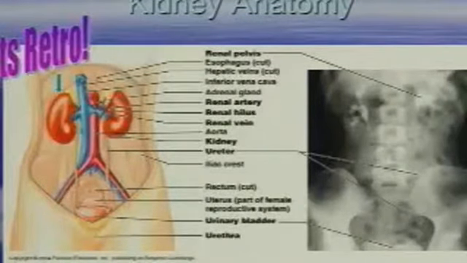Okay, on top of the kidneys are the adrenal glands that we talked about in endocrine. And are those actually part of the kidney? No, they're not. They're part of the endocrine system. They just happen to sit on top of the kidney, okay?